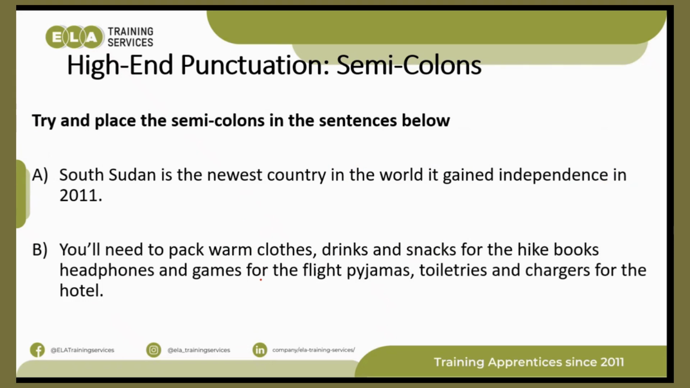So let's have a look here where we're going to put our semicolons. South Sudan is the newest country in the world. It gained independence in 2011. So we're going to put our semicolon between these two here because it breaks up the two sentences. The reason why we don't put a comma is because that's what's known as a comma splice. And the two sentences are independent, so you don't use a comma to separate two independent sentences. And then here, you'll need to pack warm clothes, drinks and snacks for the hike.